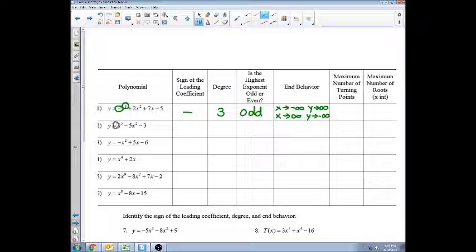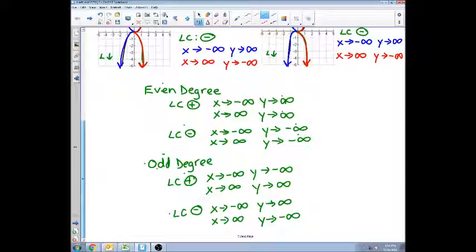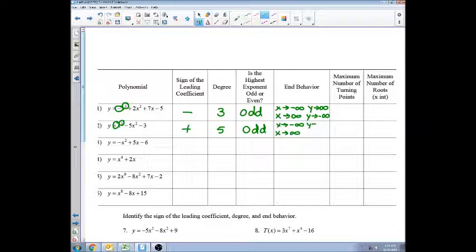My leading coefficient, there's no number out front, which means that my leading coefficient will be positive. My degree is 5, which means that it is odd. Okay? Remember that our x's are always the same. Okay? So let's go back to our rules list and find our odd degree, positive leading coefficient. As x approaches negative infinity, y approaches negative infinity. Y approaches negative infinity. Remember, with odd degrees, your y's will just always be opposite, and we are done with our end behavior. Okay?